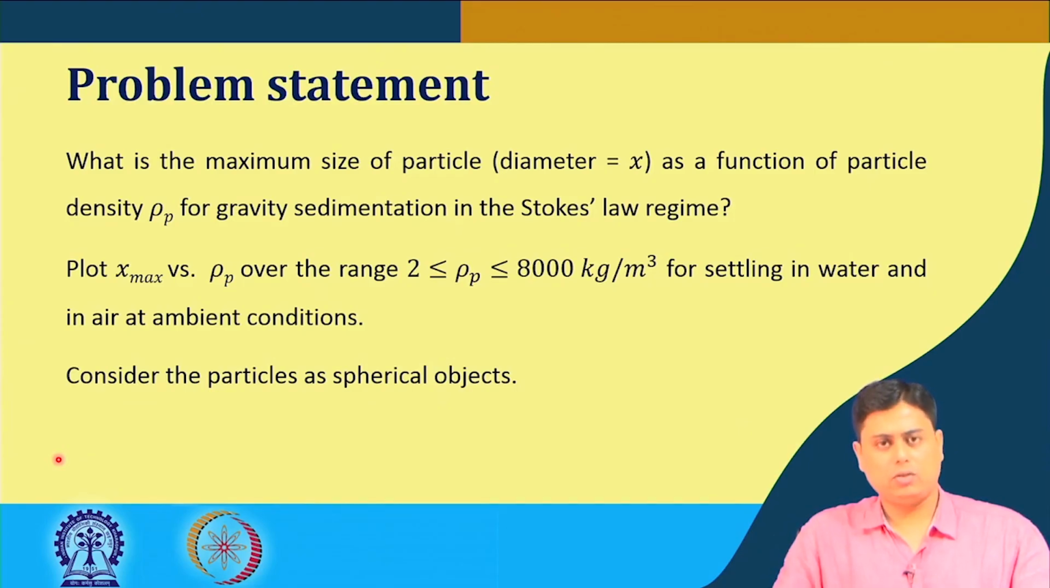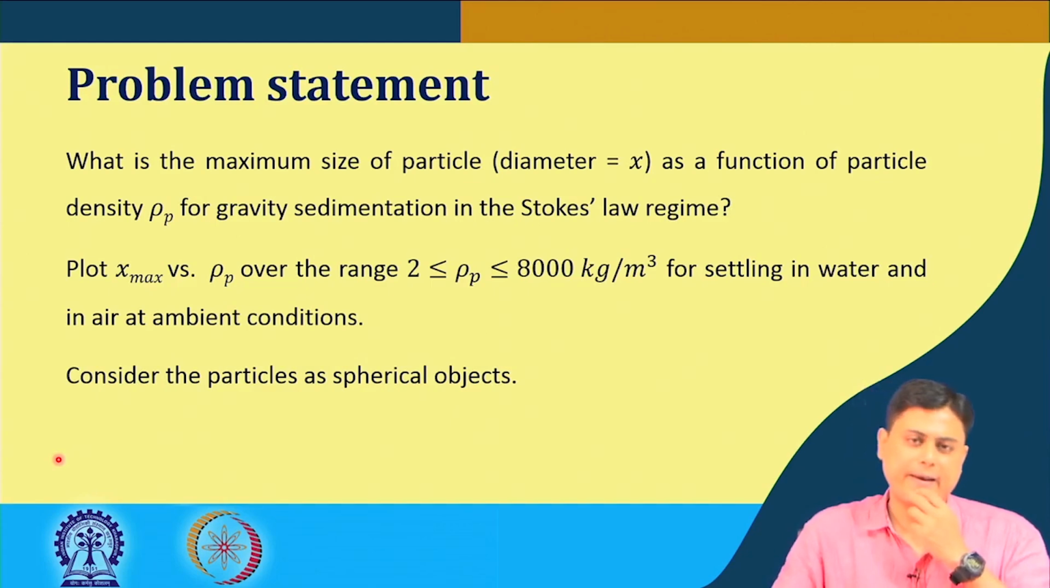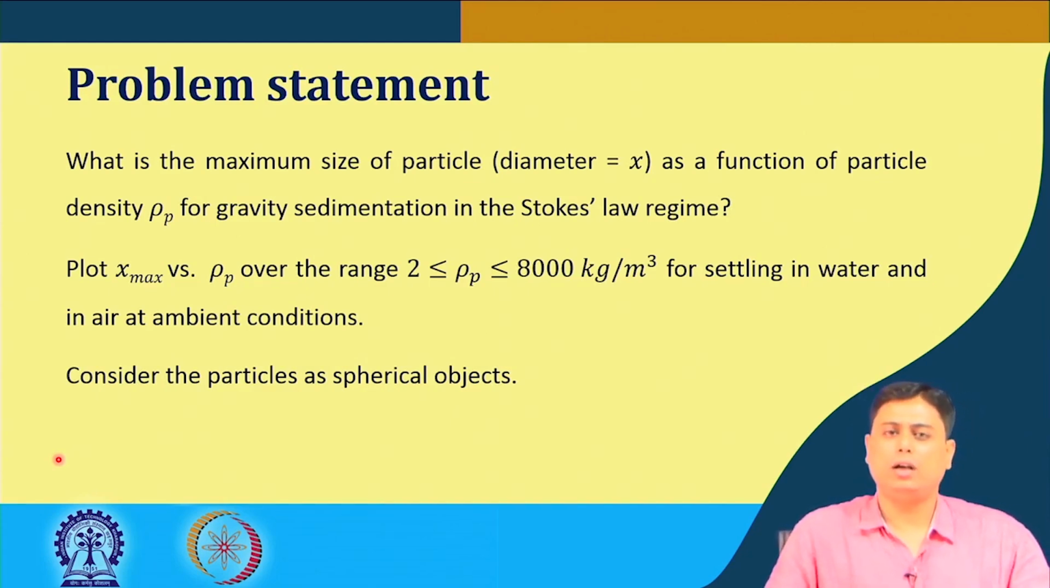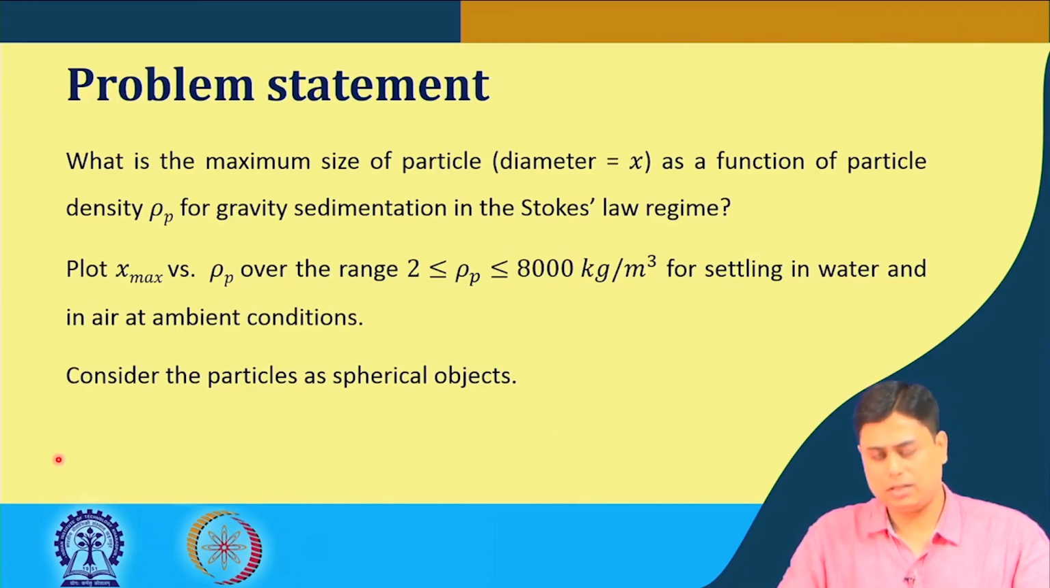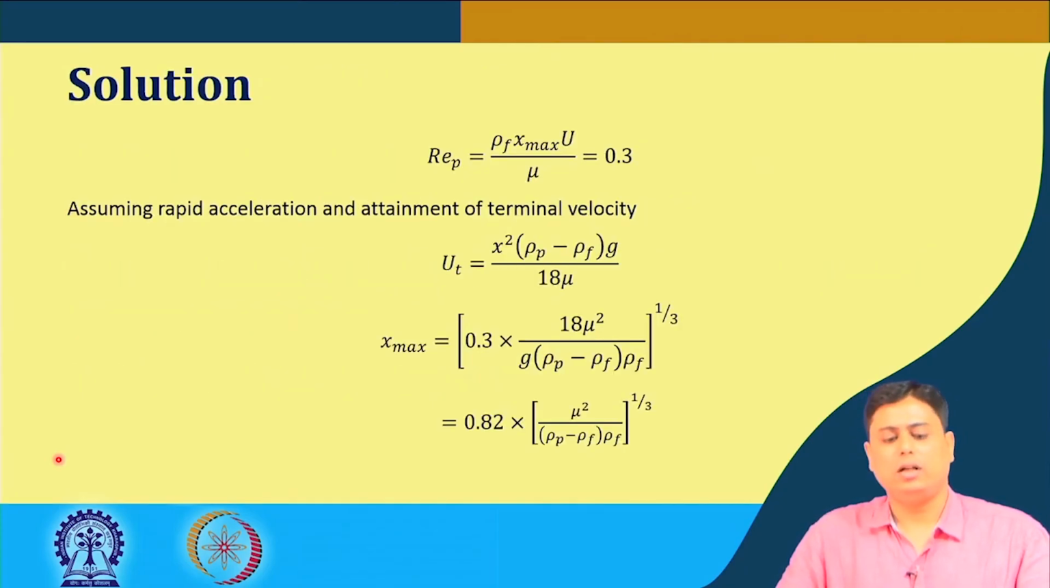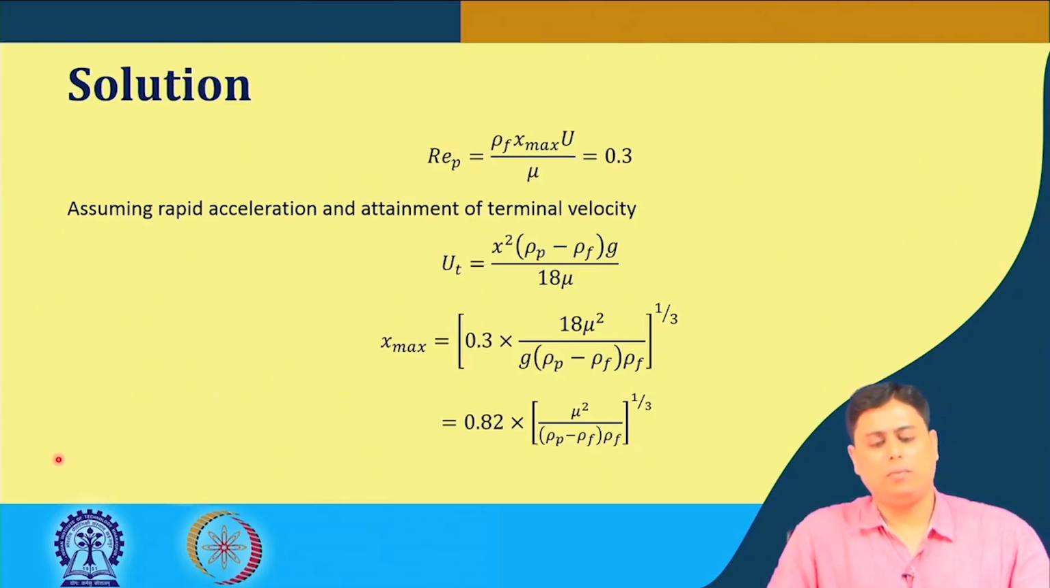The point to be noted here, again let me remind you, is the critical Reynolds number until which Stokes law is valid: the particle Reynolds number has to be less than or equal to 0.3. So that is the critical Reynolds number in such cases. We have to equate the Reynolds number of this unknown particle diameter with 0.3.